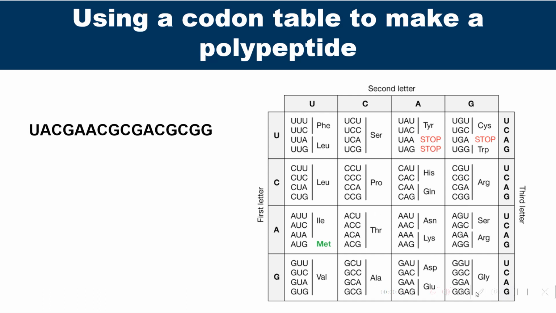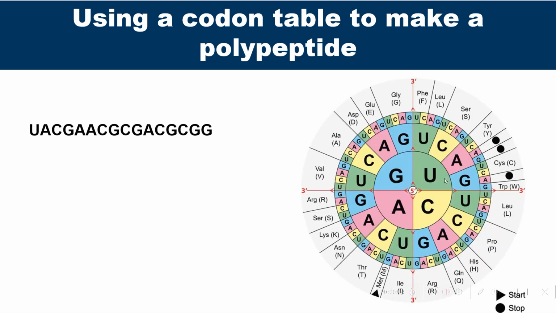Okay, so as I was saying, the only thing that you have to be careful about when you're doing these translations is that if you get to a stop codon, you do not translate past that. But apart from that, you just sort of carry on. These are pretty straightforward to do.